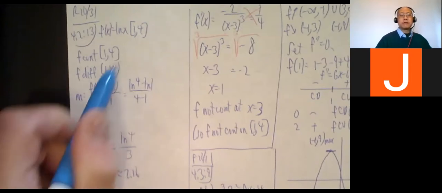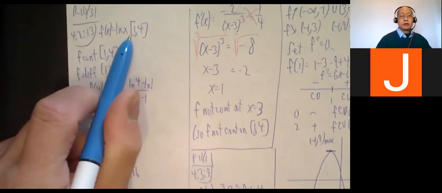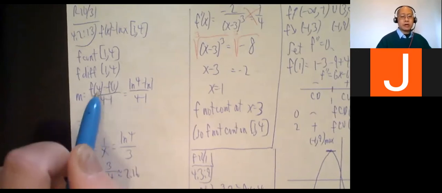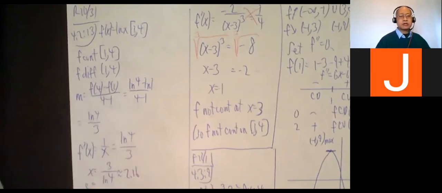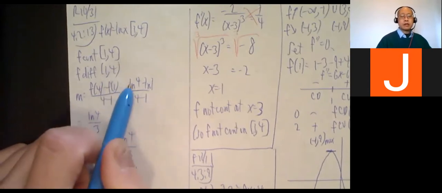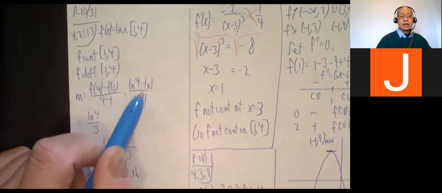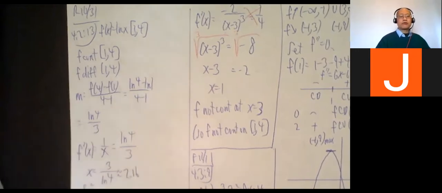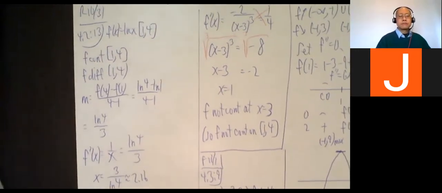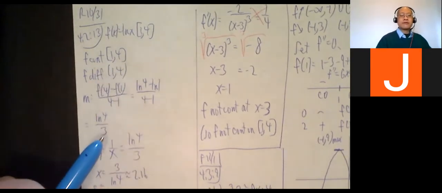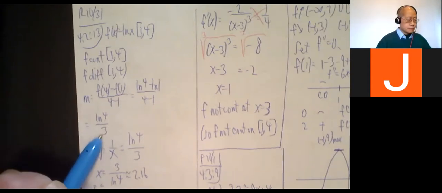All right, so let's find the slope of the line joining 1 and 4. So f of 4 minus f of 1 divided by 4 minus 1. That's y2 minus y1 divided by x2 minus x1. So natural log of 4 minus natural log of 1 divided by 4 minus 1. Natural log of 1 is 0. So ln 4 over 3. Okay, so somewhere between 1 and 4, the derivative is natural log of 4 over 3. And they're asking us to find where is that location.